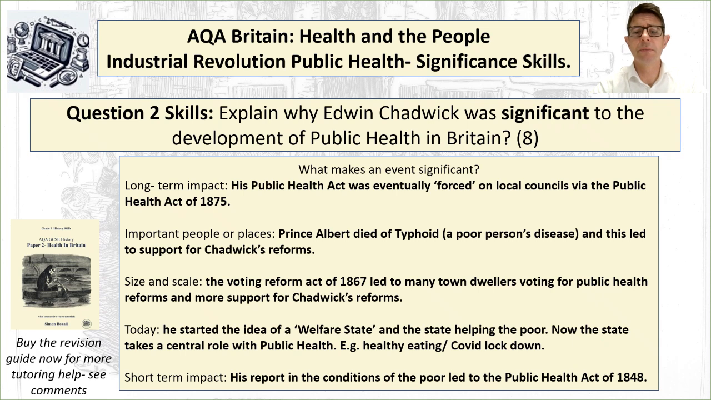Important people or places. Obviously, Prince Albert died of typhoid, and this led to support for Chadwick's reforms. Size and scale, the Voting Reform Act 1867 led to many town dwellers voting for the public health reforms and more support for Chadwick's reforms, suggesting that lots and lots of poor people wanted his Public Health Act brought in. Now, why is that? Because the 1848 Public Health Act was not compulsory, and so the rich taxpayers were not bringing it in. But obviously, with more poor people voting from 1867, they voted for people who wanted to improve their lives. And so by 1875, the Public Health Act was forced upon the people.